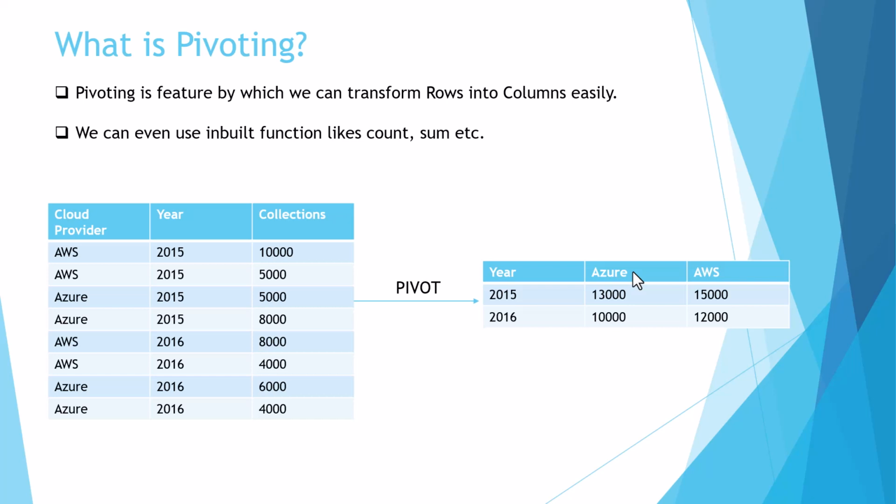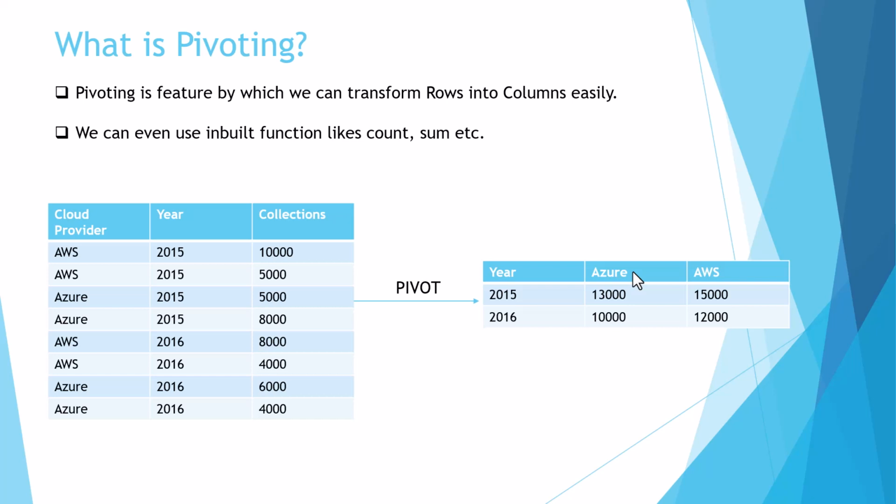Let's say we have a table of sales collection figures for the cloud providers. We have different rows for the cloud providers with the year and the collections. Now, if you want to pivot the data, because this has multiple duplicate rows, duplicate meaning that for 2015 or 2016, you have multiple rows for Azure or AWS with some sales figures. So somebody is entering data like that.